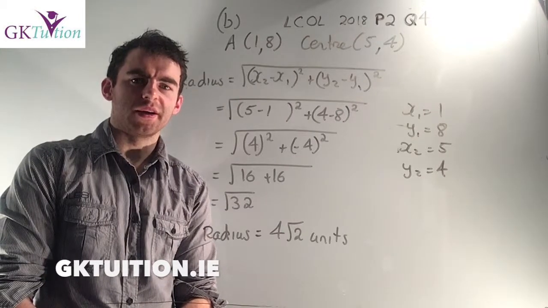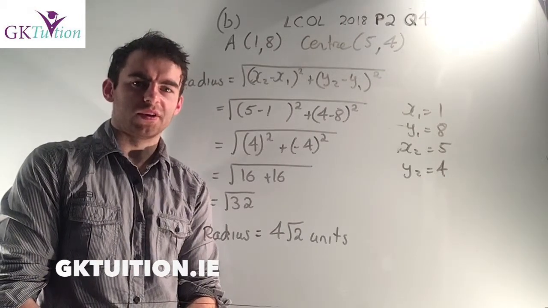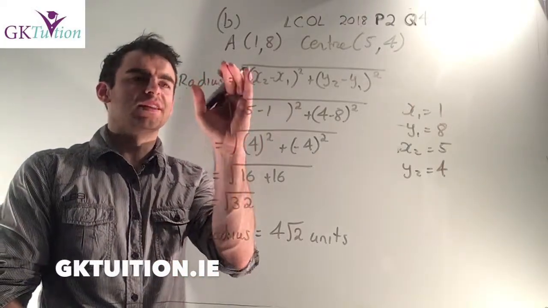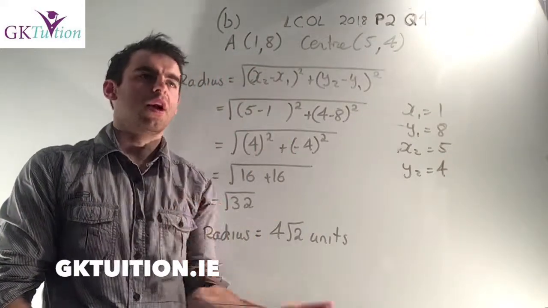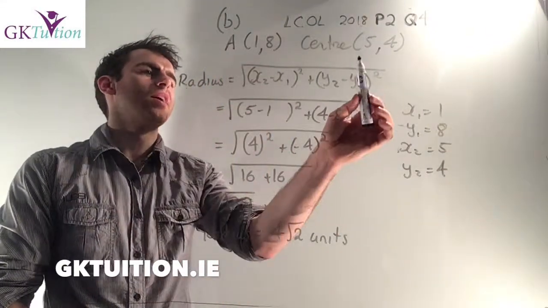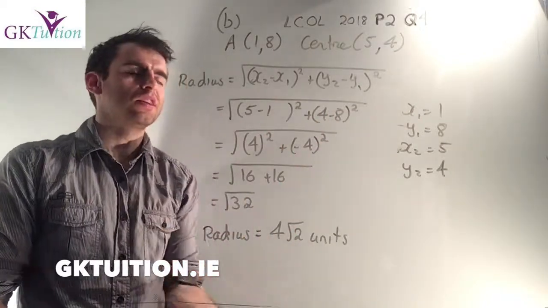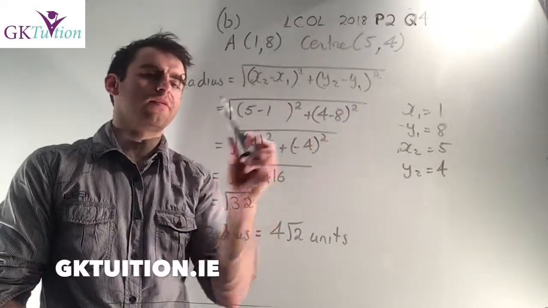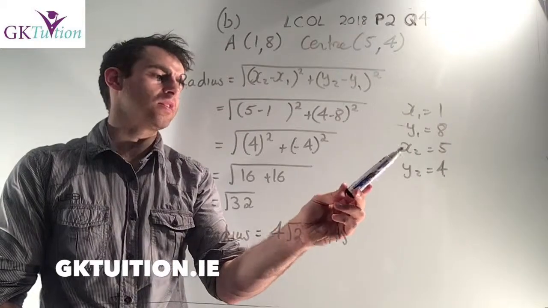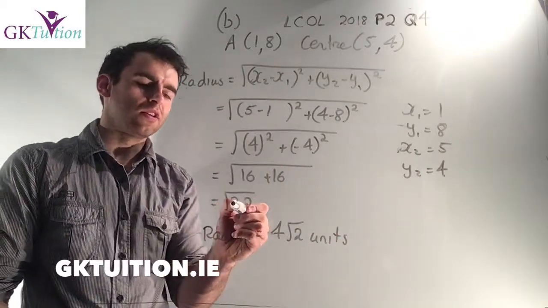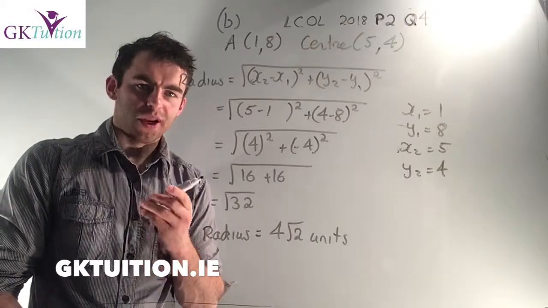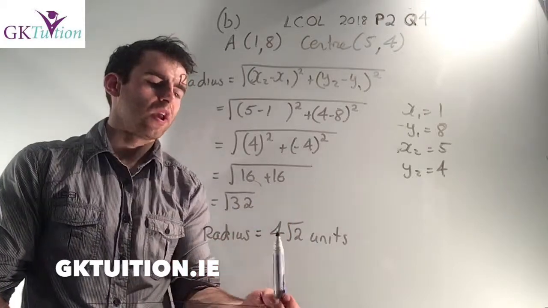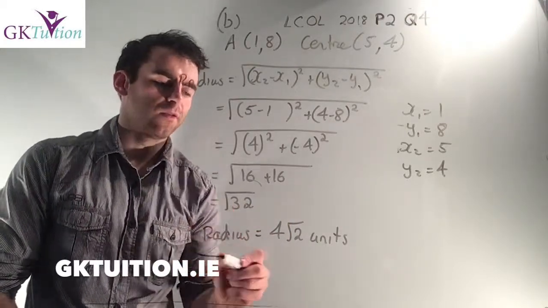Okay, so for part B, we're asked to find the length of the radius of the circle in the form p root q. So that means get the distance from the edge of the circle to the center of the circle. I know that one of the coordinates on the edge of the circle is (1, 8), and the center of the circle is (5, 4). So I just need to use my distance formula to find the distance from (1, 8) to (5, 4). You can read it straight off your log tables. You label your x1, y1, x2, y2, and if you sub in, your radius should work out as root 32. But it asked you to leave it in the form of p root q. So if you plug root 32 into your calculator, it works out as 4 root 2 units. And that's your final answer for part B.